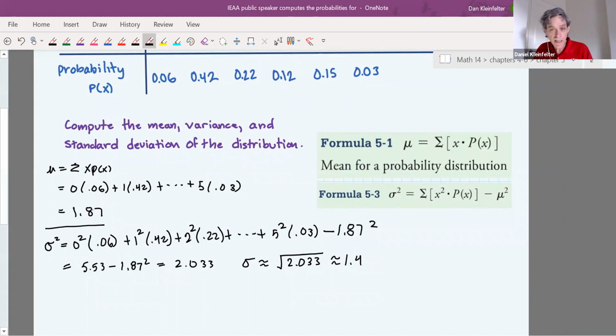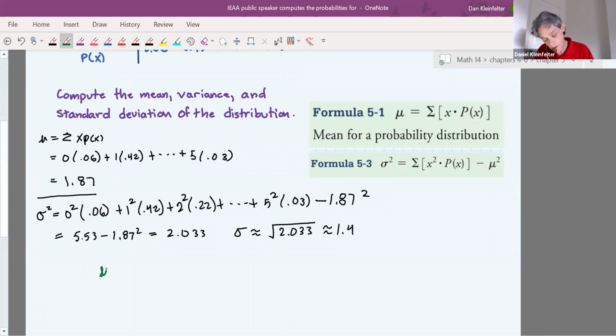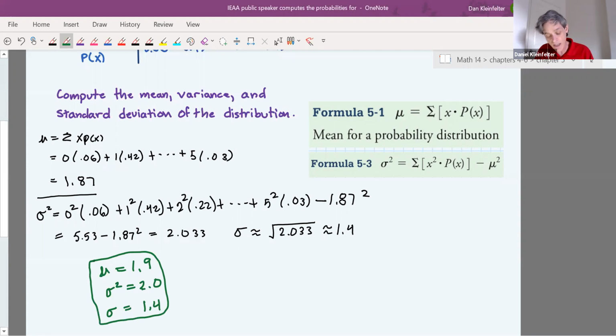So for the mean, we had 1.87, and then we're going to round that to 1.9. Okay, for the variance, it ended up being about 2.03. We're going to round that to the nearest tenth, getting 2.0. And then for the standard deviation, we're going to take the square root of our 2.033, and that rounds to about 1.4. All right, so there's our mean and standard deviation and variance.